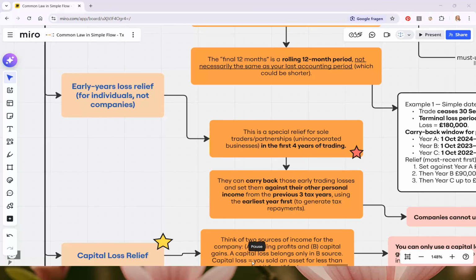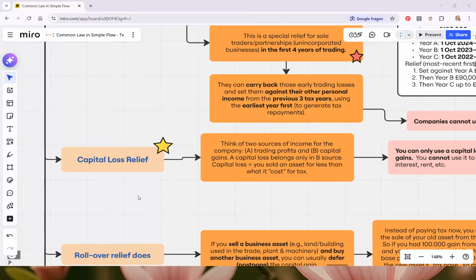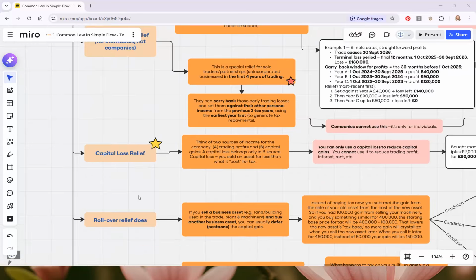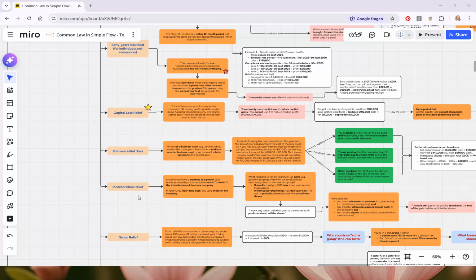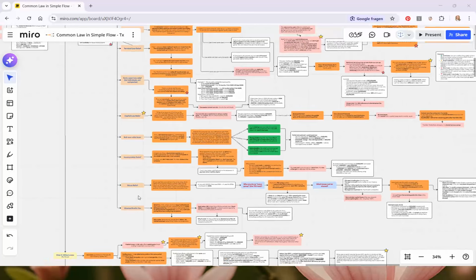The next one coming is the capital losses relief. Let's have a look how many we still have. A lot.